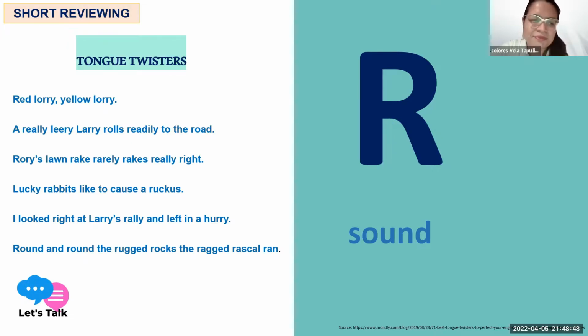Let's try the third one. Rory's lawn rake rarely rakes really right. Okay, continue. Very good. You are doing this a little faster, that's the idea. Let's continue. Lucky rabbits like to cause a ruckus. Excellent, very good. Let's move on. I looked right at Larry's rally and left in a hurry.